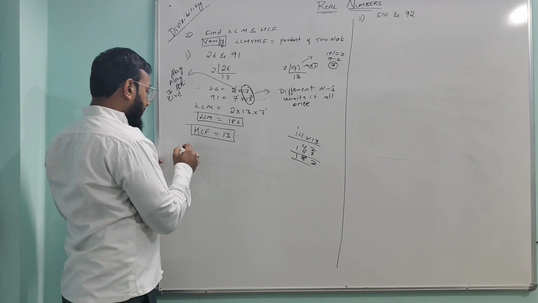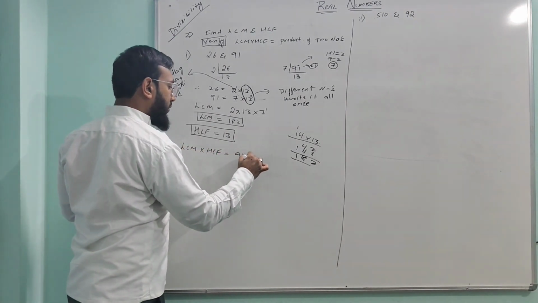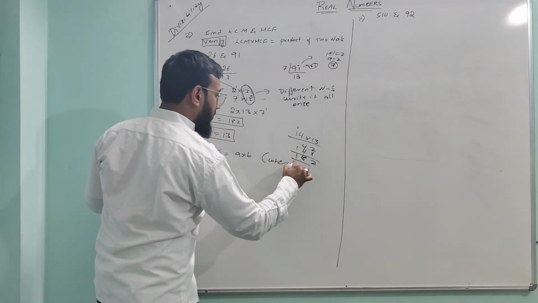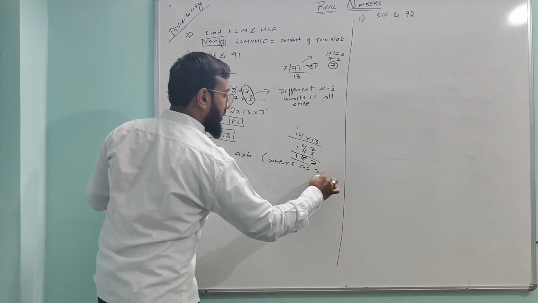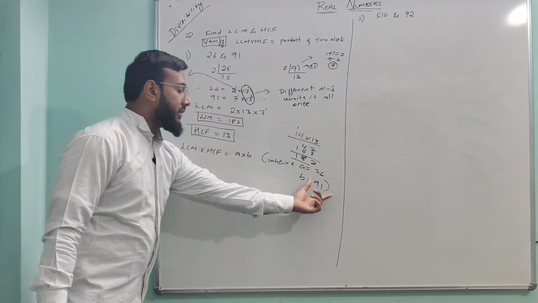So what is it telling to verify? LCM into HCF is equal to the product of two numbers, where A is 26 and B is 91.